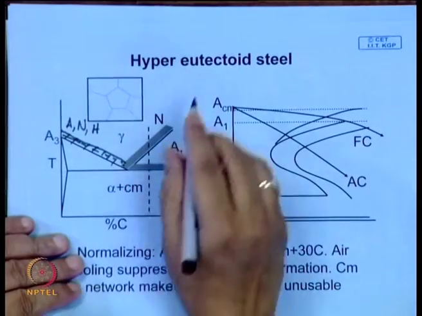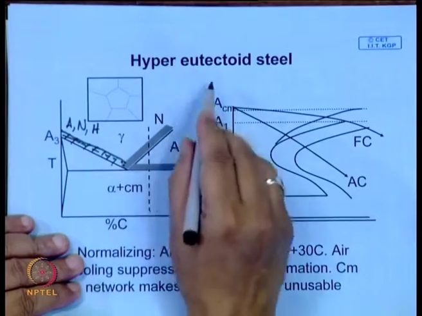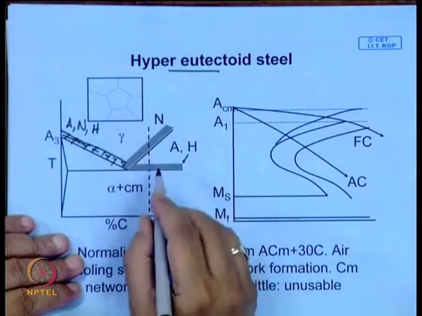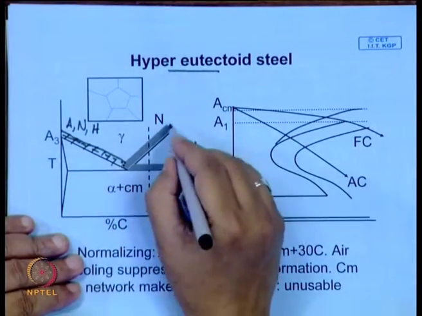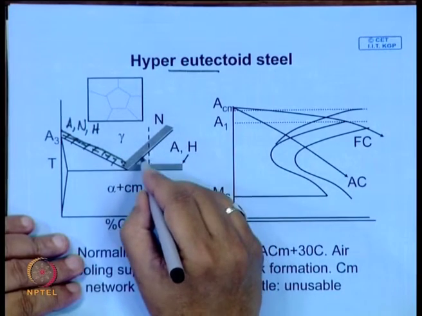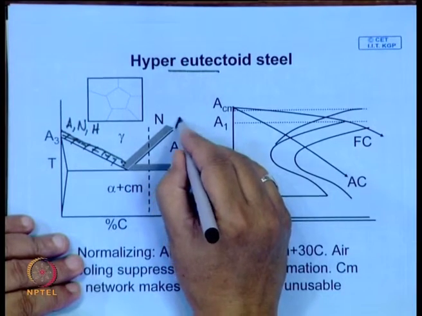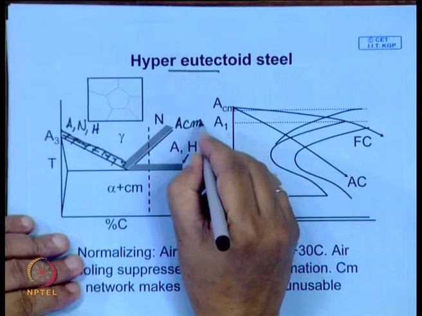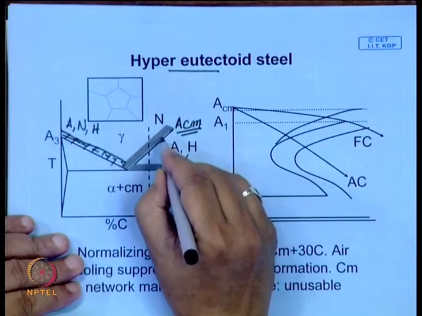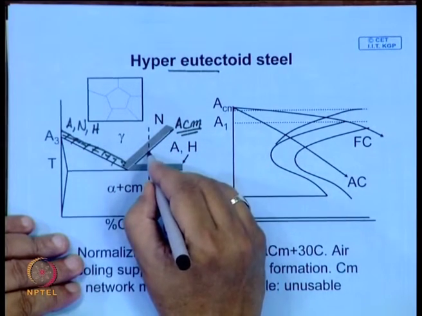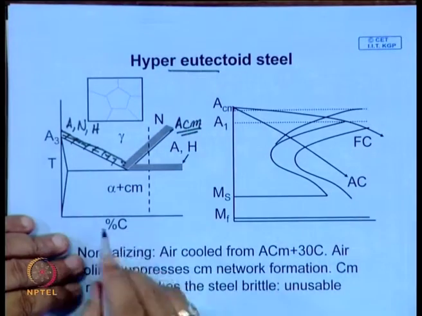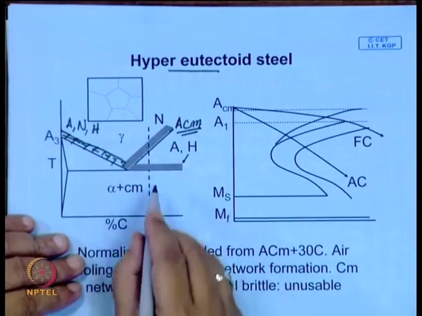Whereas, in case of a hypereutectoid steel, there is a little difference. And what is this difference? In case of normalizing, you can heat it above this line called the ACM line, where this line represents the temperature at which proeutectoid cementite starts precipitating.